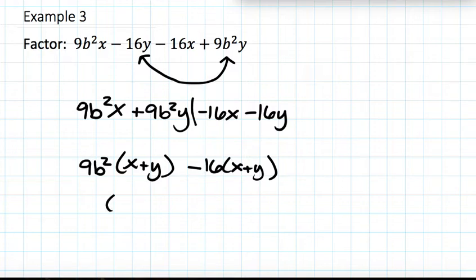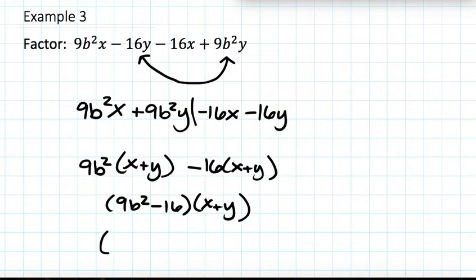So now I can use my grouping. One group is going to be 9b squared minus 16, and the other group is going to be x plus y. Now, it's not done because when I look at this first set of parentheses, 9b squared minus 16, that's a difference of squares, so I can factor that. If you just enter this into MyMathLab, it's going to mark it wrong. You're not going to get any credit for that because it's not factored completely.